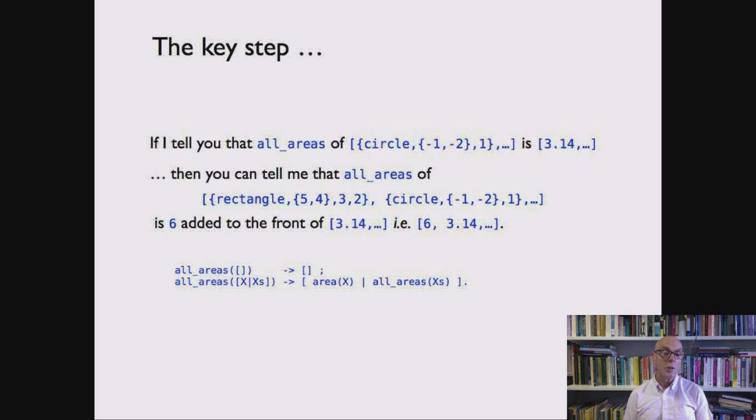And this is an example of what's called a map. And we'll see that that's something that we meet again and again. In fact, we'll spend some time at the beginning of next week looking at how we can define that as a function in its own right. But for the moment, we'll just carry on looking at particular list functions. So here we've got our definition that says, all areas of the empty list is the empty list, all areas of x cons x's is area x cons all areas x's. It's a new list whose first element is the area of x and whose tail is the all areas of the tail.